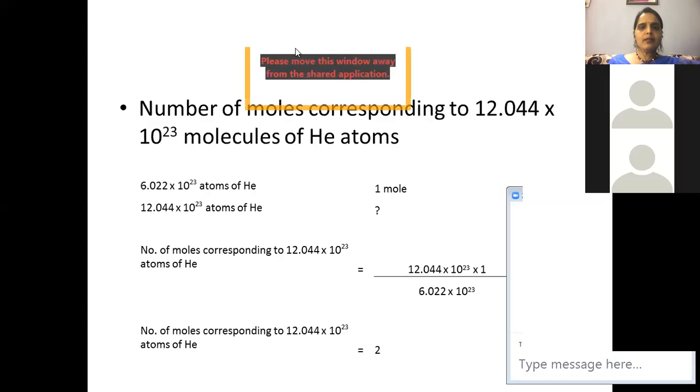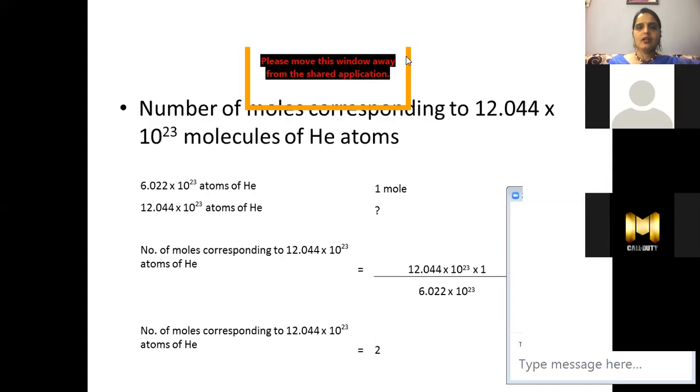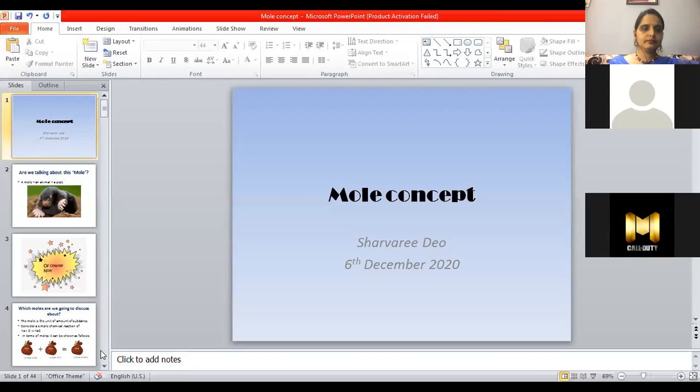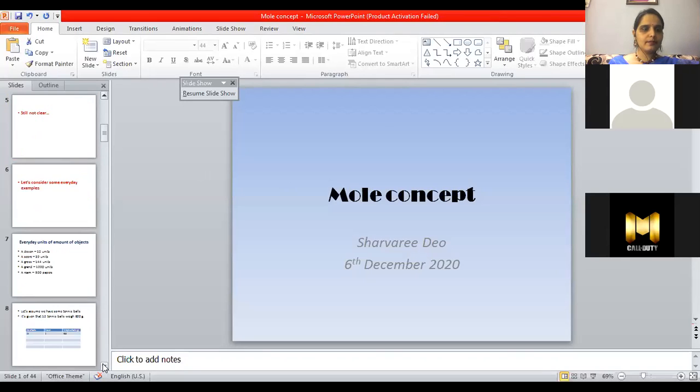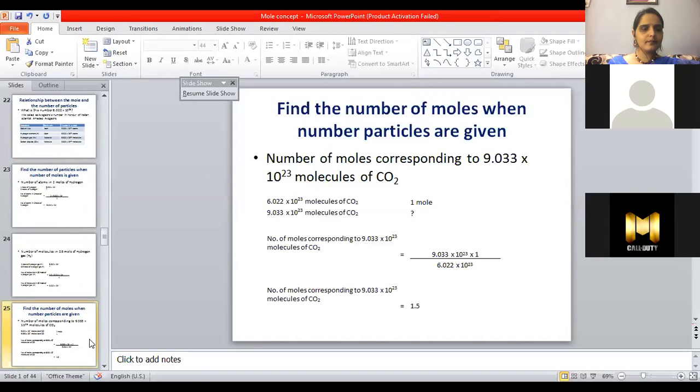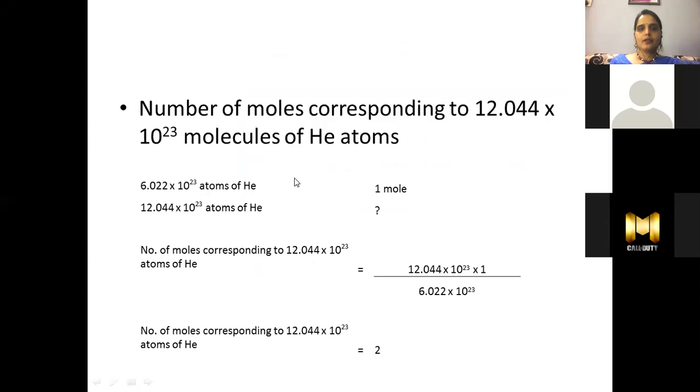Just a question, is there a black window coming in between here? I think, is there a black? Yes, ma'am. Yes. Okay, so I'll do one thing, I'll stop sharing and reshare it with you, okay? Just a minute. Yes. So we were here.